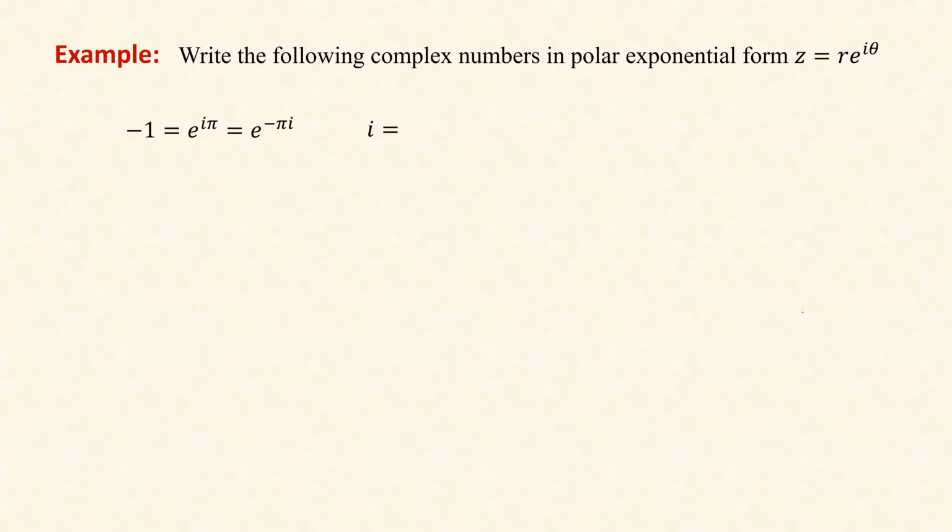And how do we write I in this form? It's e to the I pi over 2, plus 2n pi I. Yes, to all of them you can add 2n pi I also. What about negative I? So e to the negative I pi over 2, or 3 pi I over 2. Again, to any of these you can add a multiple of 2 pi. What about 1?